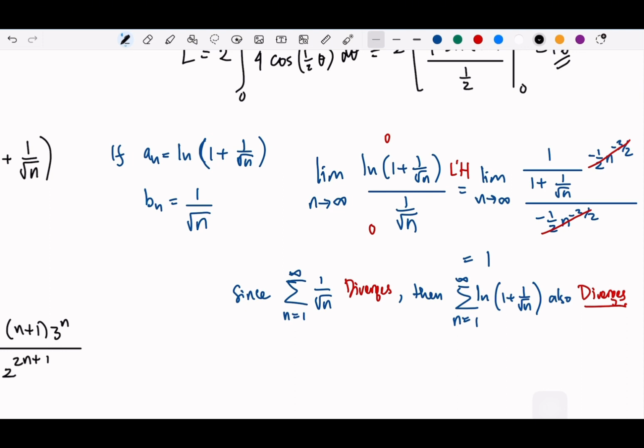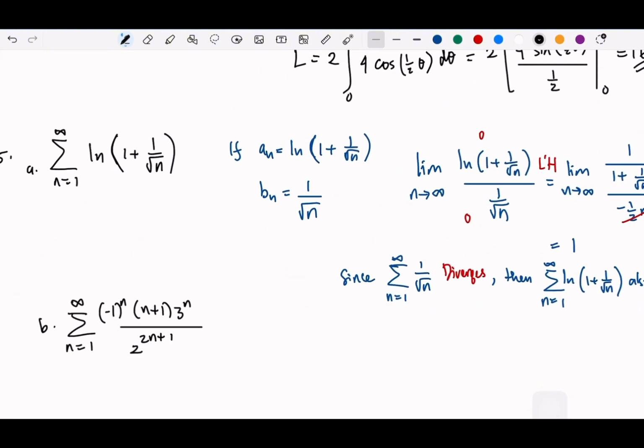Since it is ln, I don't think other methods will work. Okay, I think we can use the limit comparison test. Okay, so this is using, let me write the notes here. Use limit comparison test.